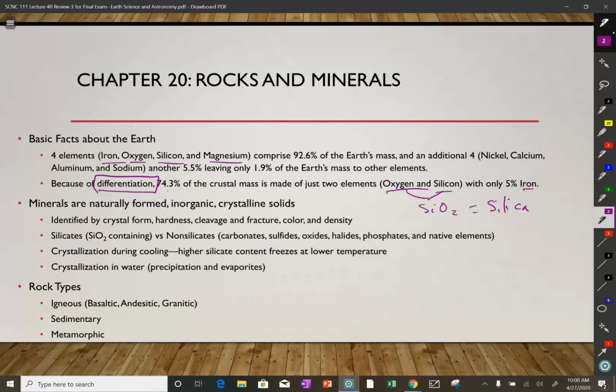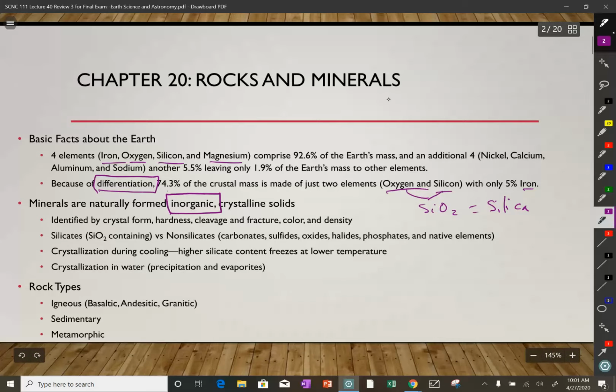So minerals are naturally formed, inorganic, crystalline solids. Organic means carbon-based compounds, so inorganic is not carbon-based. Crystalline means that you have a repeatable structure. So from this position, go over X amount, and you have another atom, go over this amount, and you have another atom. That's what crystalline means.